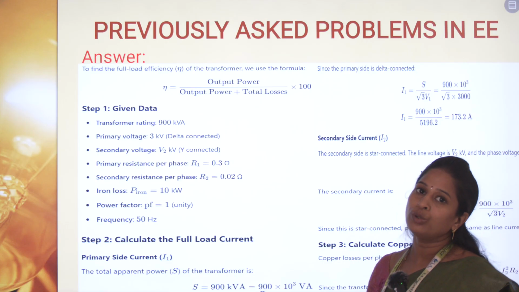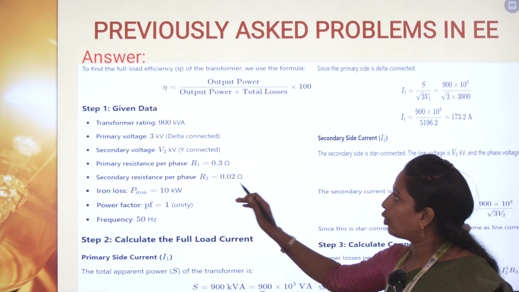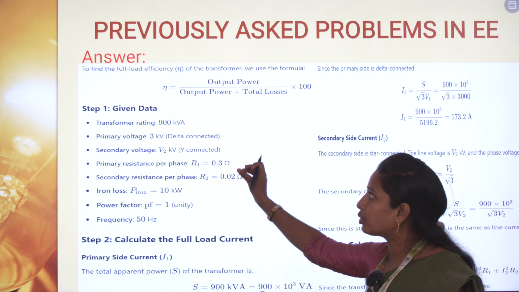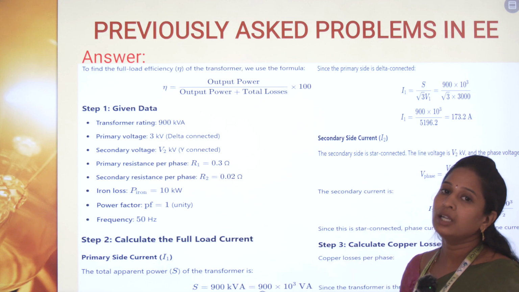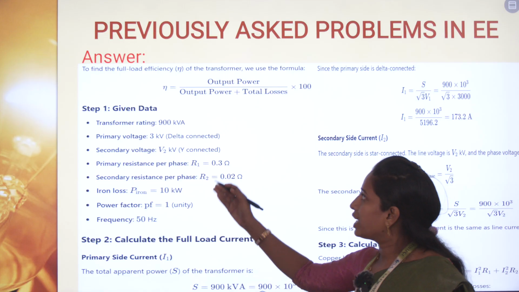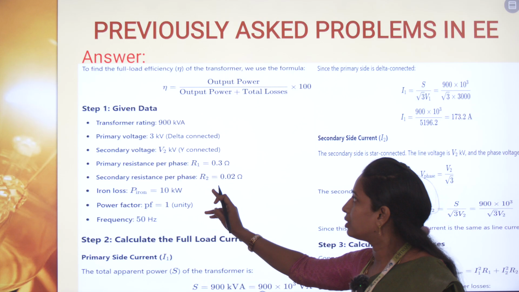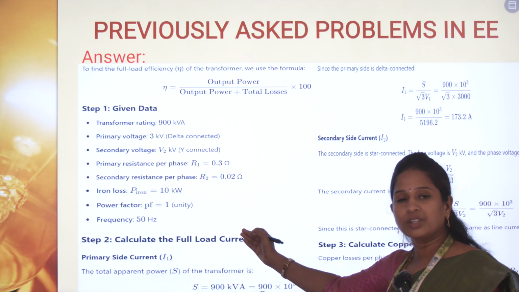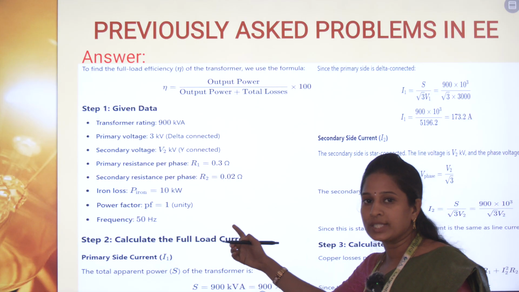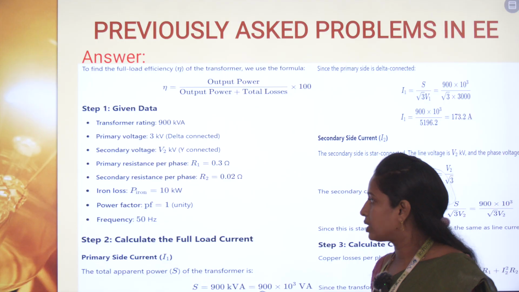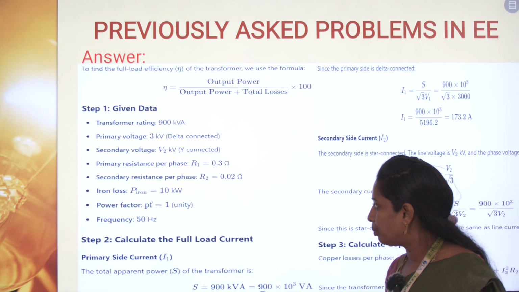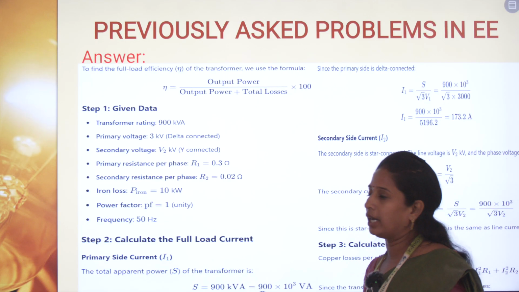So first we need to know the data. Step 1, we have to write the given data in the available questions. So transformer rating, primary winding, secondary winding, primary resistance per phase and secondary resistance per phase, iron losses, power factor and frequency. Step 2, we have to calculate the full load current.